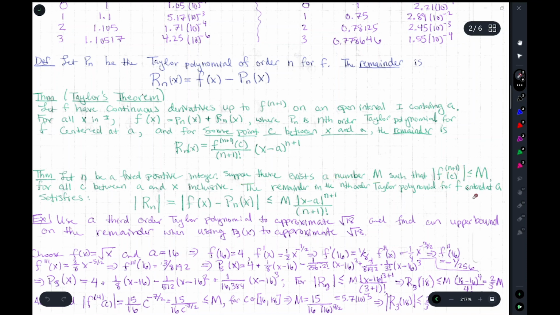Okay? So you might not know c, but you do know it's between x and a, and you can find a bound on this term here. For all c between a and x inclusive. Okay, so for any c, we don't know c, but we do know it's between a and x, and we could bound it. The remainder in the nth order Taylor polynomial for f centered at a satisfies the following inequality. And now this is very important because you have a bound on your error.